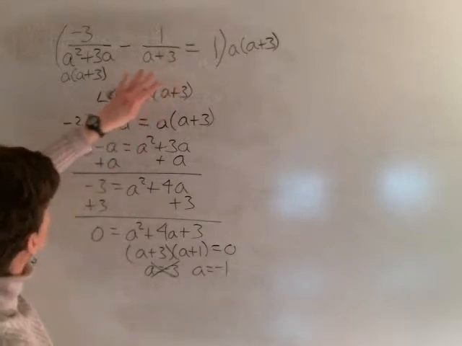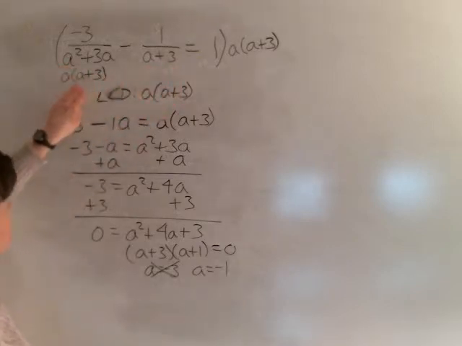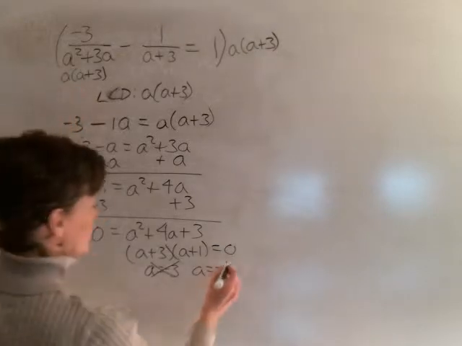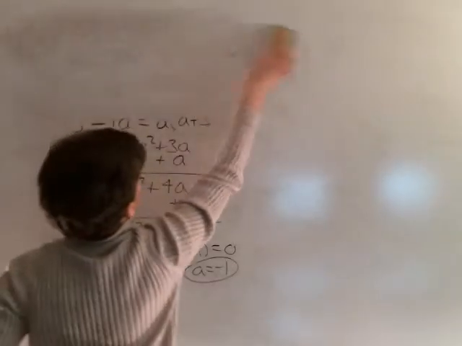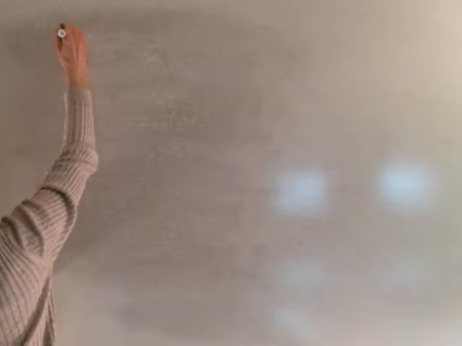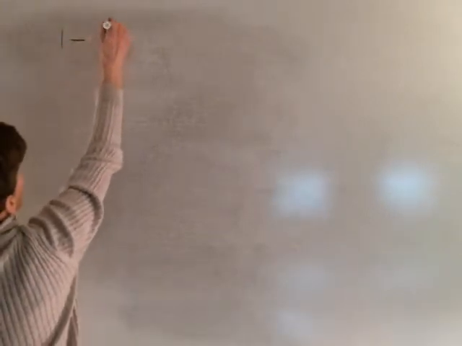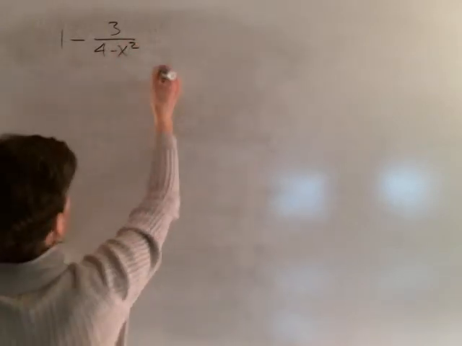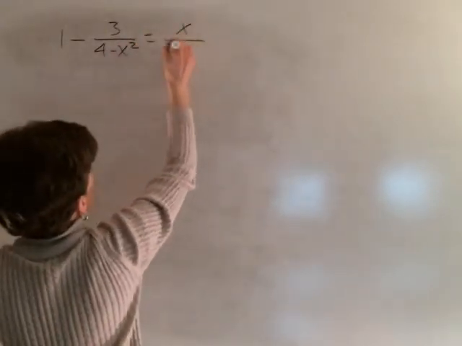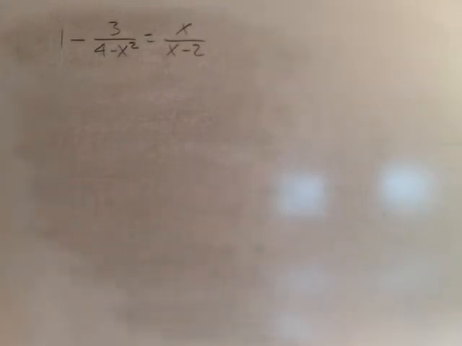Negative 1 plus 3 is 2. That's fine. And negative 1 over here is just going to be negative 2. And that's fine too. It's not 0. So my only answer to this problem is a equals negative 1. All right, let's do one more. This equation is 1 minus 3 over 4 minus x squared equals x over x minus 2.